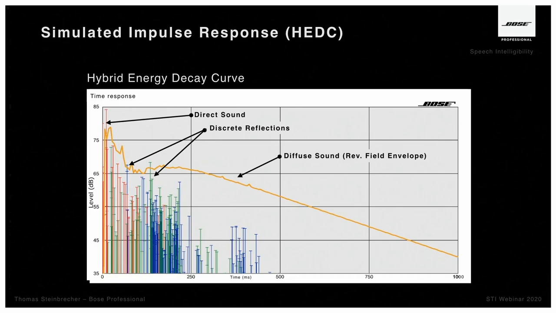And what you can also see, that level changes over time. So it could be that it raises strongly in the beginning, drops again, raises again. And then at some point, very late in time, you see it drops off with a constant time. So the curve is very straight. And that's what we typically call an exponential decay of reverberation.